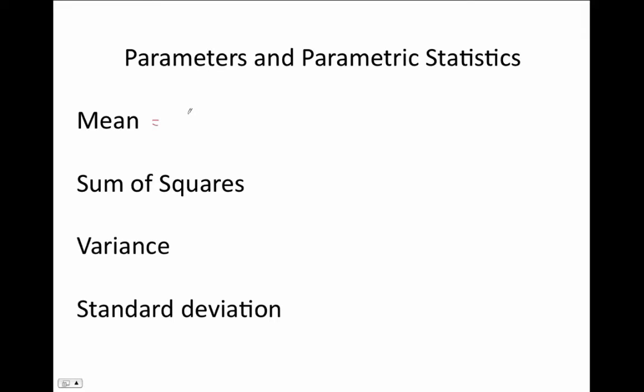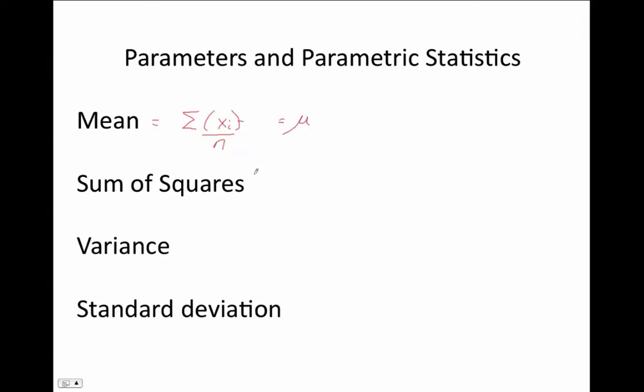But anyway, the mean is what we typically think of as an average. So it's the sum of all individual observations, and I'm denoting individual observations as xi, divided by the sample size. And again, this is really meant to be representative of our true population mean, which is designated as mu.